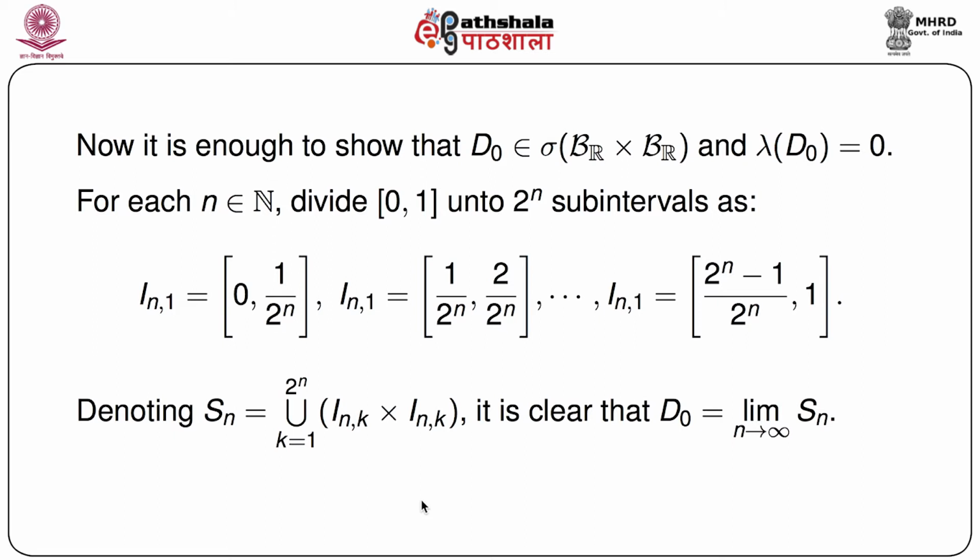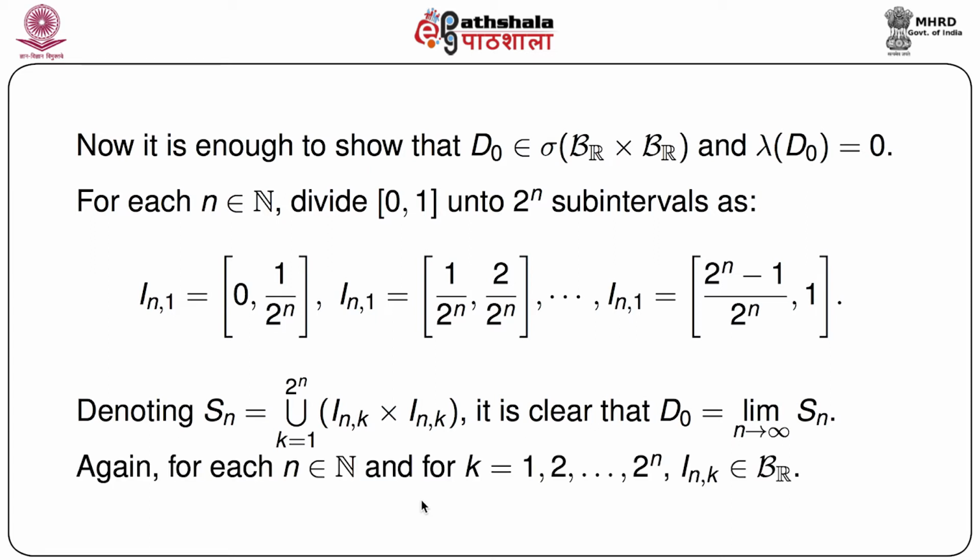Now let us denote S n as the union, k equals 1 to 2 to the power n, of I n,k cross I n,k. So it is immediately clear that D naught is nothing but the limit of S n as n goes to infinity. This is easy to check.